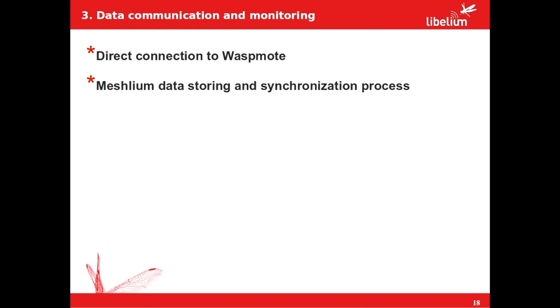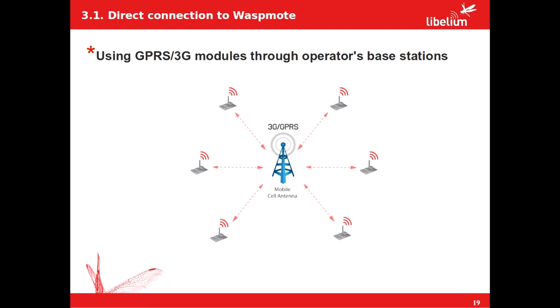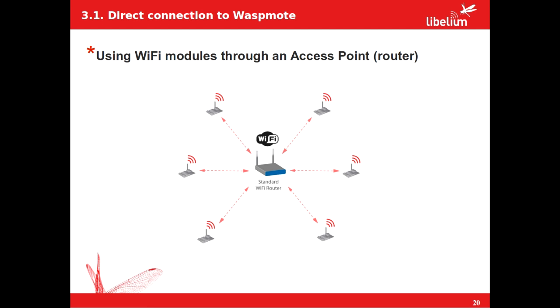Now we enter a new chapter related to data communication and monitoring. We have two options: a direct connection from Waspmote to networks, or use a Meshlium to store data and to synchronize this data to external systems. So one option is to use a GPRS or 3G module in order to communicate the information to the base stations of the telephone company operator. On the other hand, we can use the Wi-Fi modules in order to communicate the information to an access point, or in other words, a router.